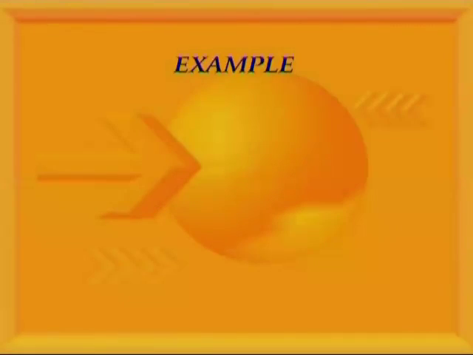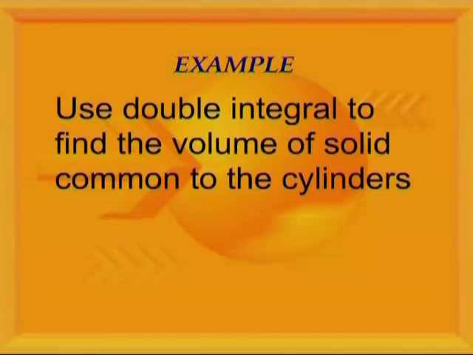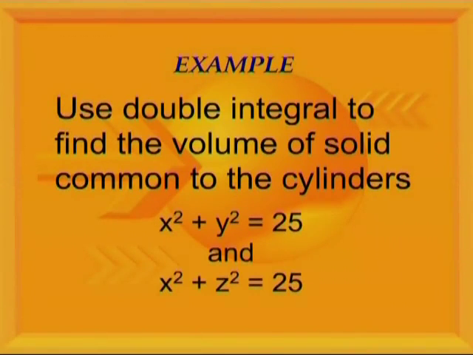Let's do that. We have an example here. Use double integral to find the volume of solid common to the cylinders x square plus y square is equal to 25 and x square plus z square is equal to 25.